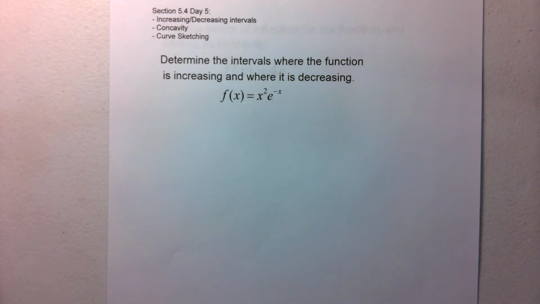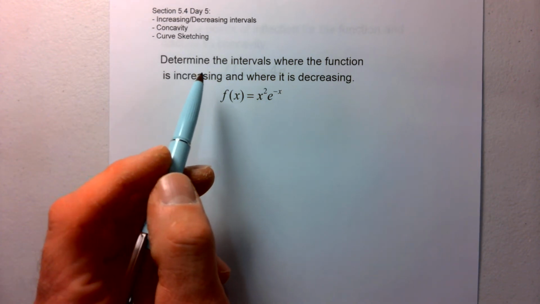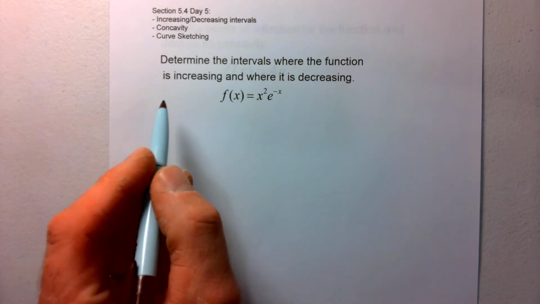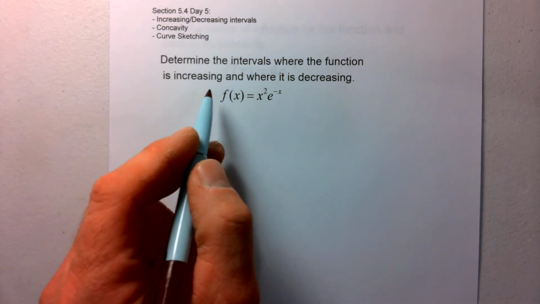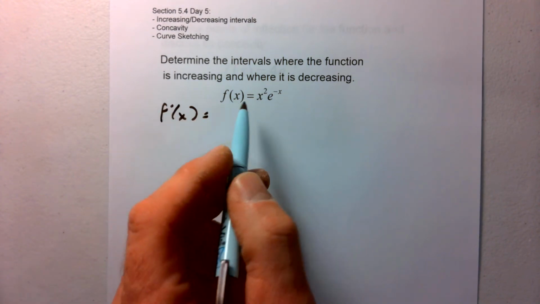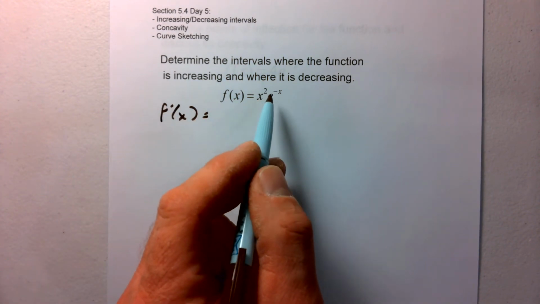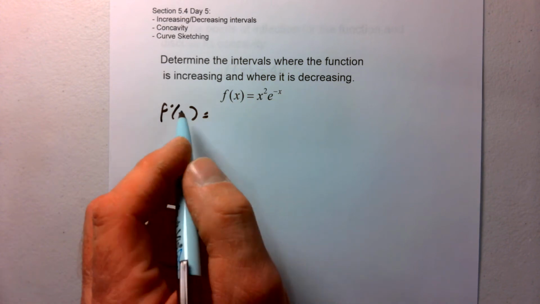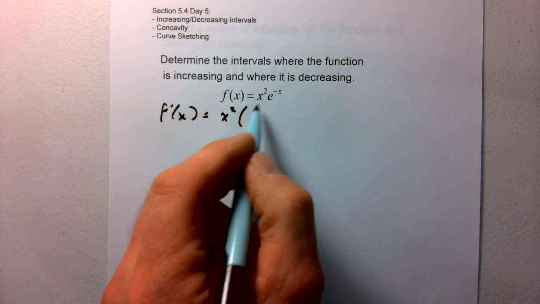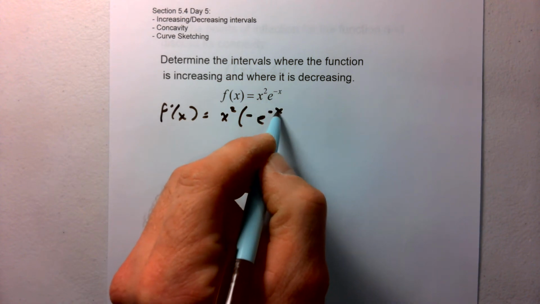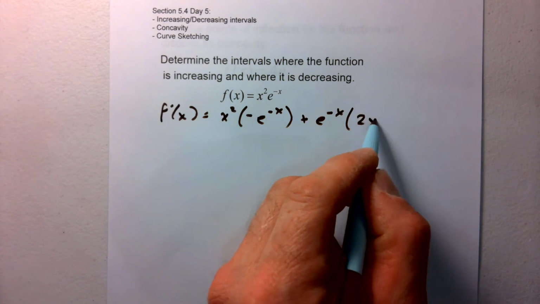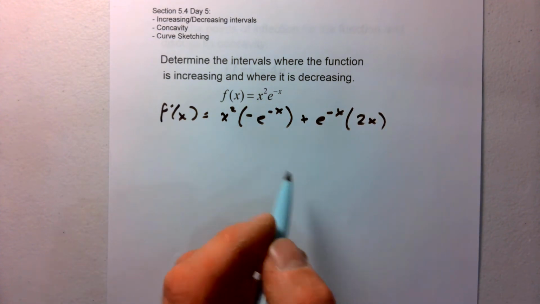So, let's go ahead and talk about increasing and decreasing intervals. Where do increasing and decreasing intervals occur? Well, they must come from the first derivative. So we're going to find our first derivative for x squared e to the negative x. For the first derivative, we have a product rule. We have x squared times the derivative of e to the negative x, which is negative e to the negative x. Then we add e to the negative x times the derivative of x squared, which is 2x.